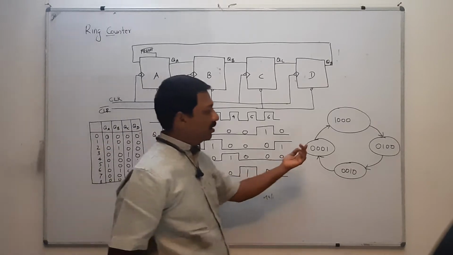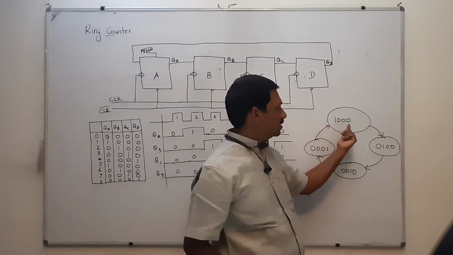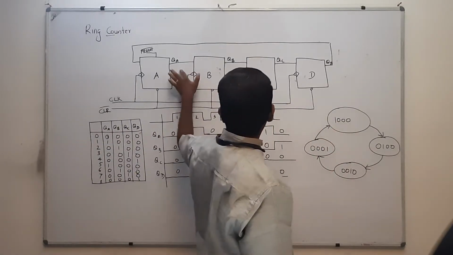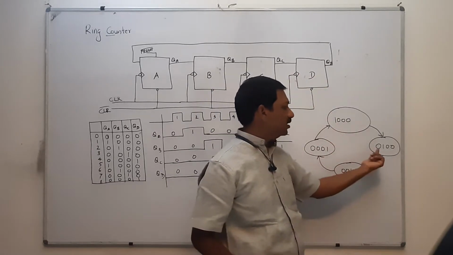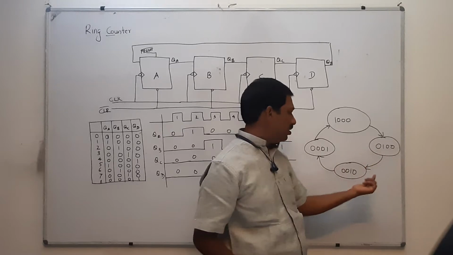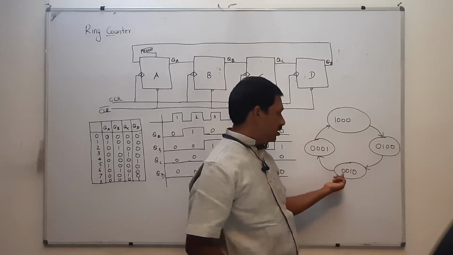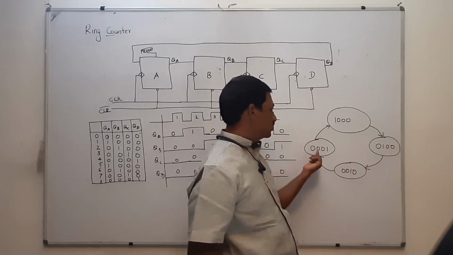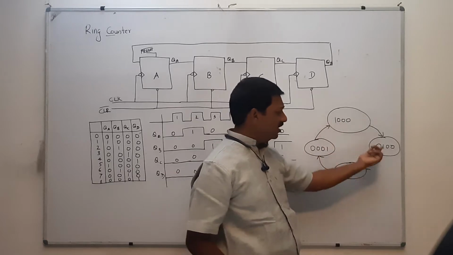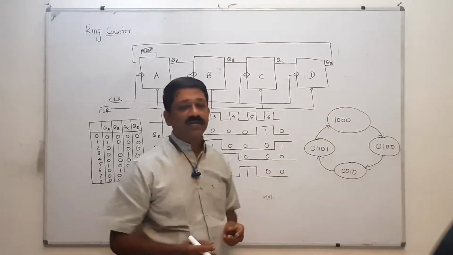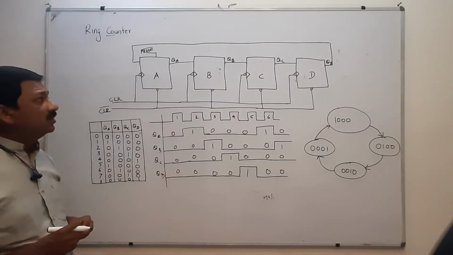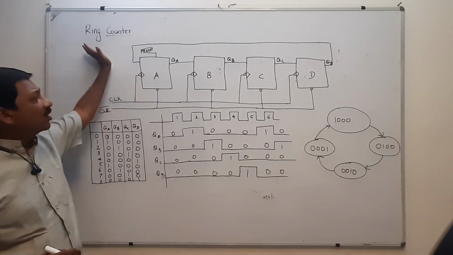Here, for example, the outputs QA, QB, QC and QD are 1000. After that it will become 0100, then 0010, then 0001, and again it continues like this. Okay, now this is actually a ring counter.